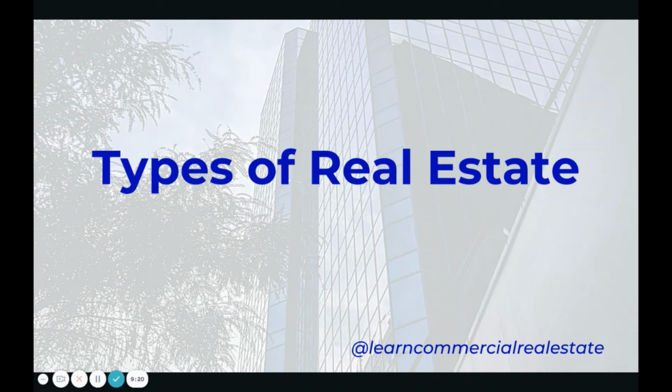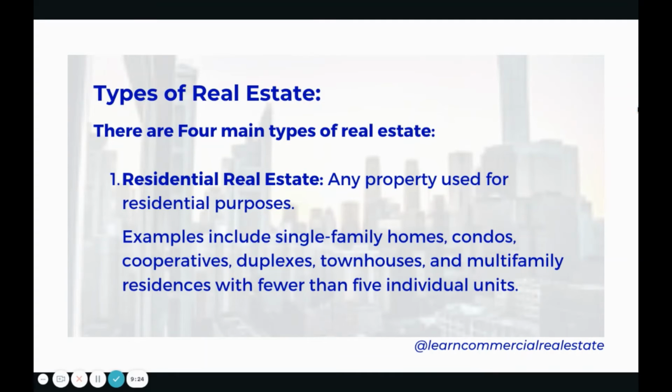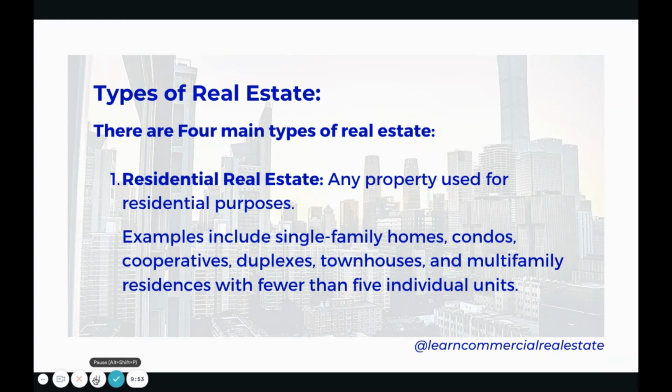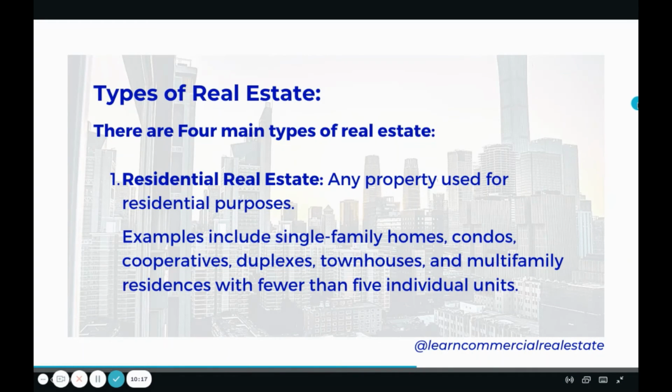Let's talk about the types of real estate. There are 4 more types of real estate. Residential, as discussed before, and that's any property used for residential purposes. We need to dive into this subject a lot because these different sections of real estate really shape the way a person invests, works, or lives within their work inside the real estate industry. So once again, some examples of residential real estate would be single-family homes, condos, cooperatives, duplexes, townhouses, and multifamily residences with fewer than 5 individual units. And remember that real estate is subject to change among different cities and markets and things like that. But this is the basic understanding of what residential and types of real estate is.